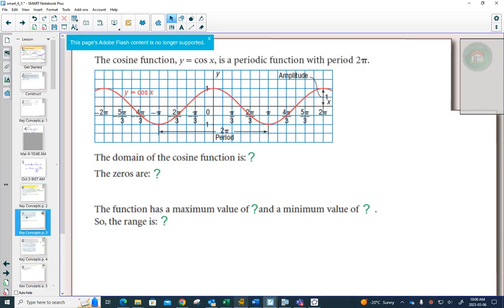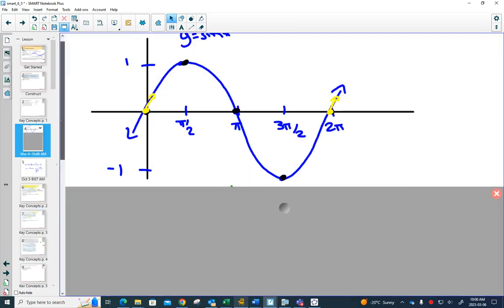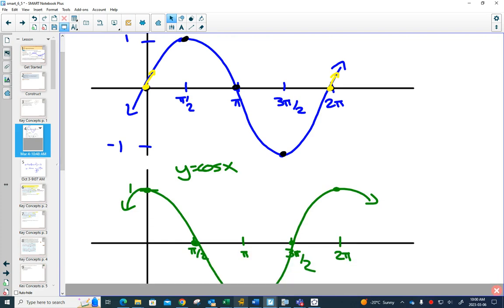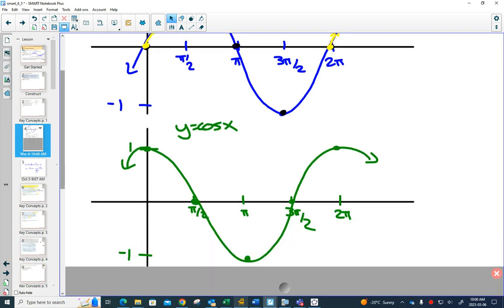Next, we have our cosine graph. Our cosine graph also has a period of 2 pi. Amplitude is still 1. Period is 2 pi. And right beside this one, just like we did for sine, use your axes family to draw your cosine graph.